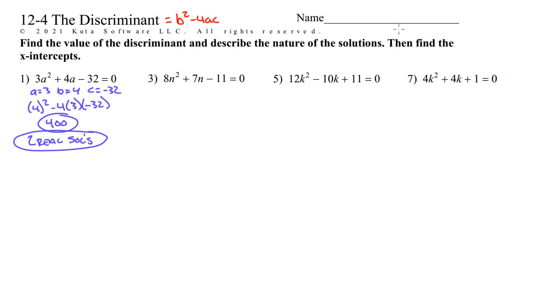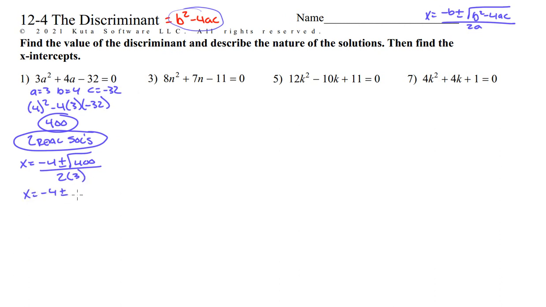So, quadratic equation. We have x equals negative b plus or minus the square root of b squared minus 4ac, all over 2a. In this case, x equals negative b, which is 4, plus or minus, and we already did the b squared minus 4ac, so this is going to be plus or minus the square root of 400, all over 2 times a, which is 3. So we get x equals negative 4, plus or minus the square root of 400, which is 20, all over 2 times 3, which is 6. So x equals negative 4 plus 20 over 6 and negative 4 minus 20 over 6.